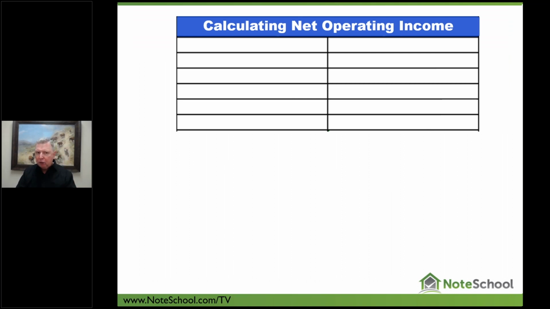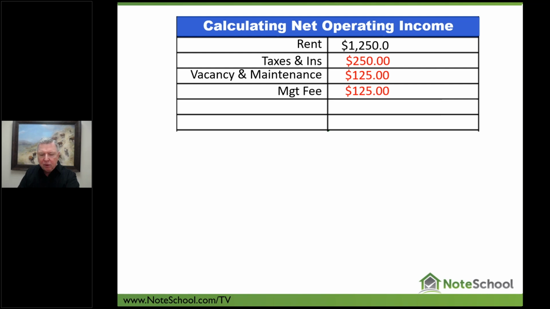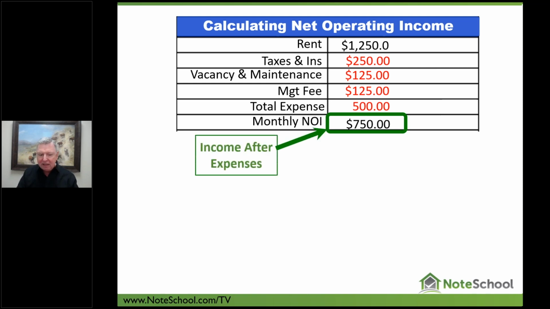First thing you have to do with a rental property is back in to get to a net income number, not a gross number. Okay, so the rent was $1,250, taxes and insurance $250 a month, vacancy and maintenance $125 a month, essentially 10%. Management fee of $125 per month. So the total expense is $500. And so if I'm looking at those total expenses, then the net operating income is the income after expenses are paid.